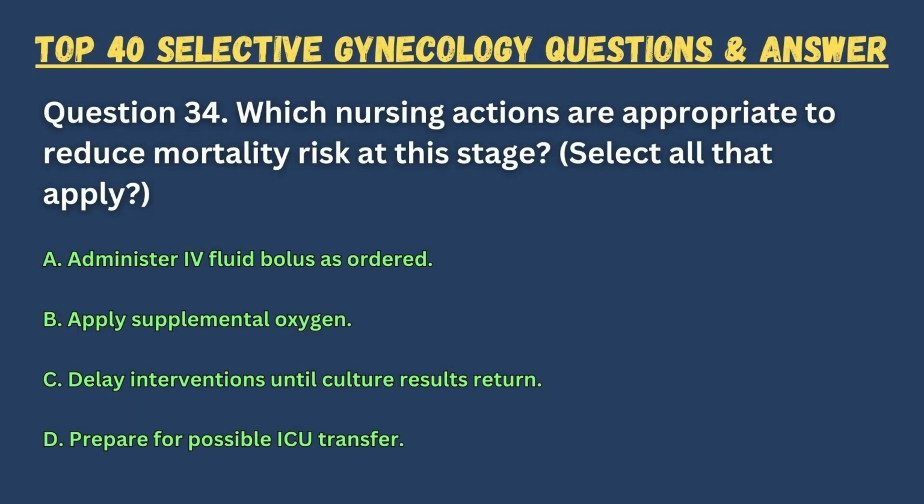Question 34. Which nursing actions are appropriate to reduce mortality risk at this stage? Select all that apply. A. Administer IV fluid bolus as ordered. B. Apply supplemental oxygen. C. Delay interventions until culture results return. D. Prepare for possible ICU transfer.